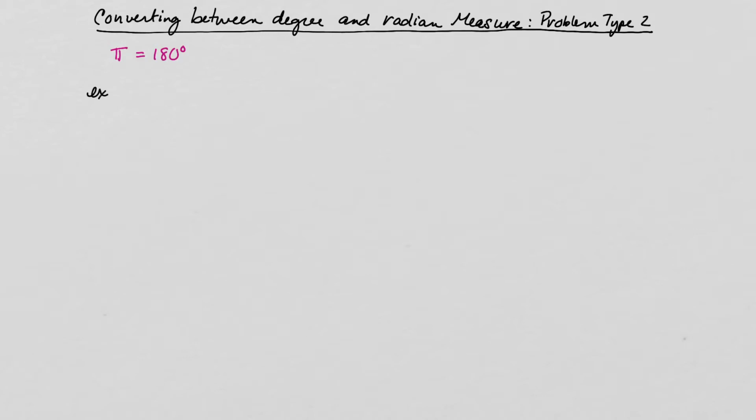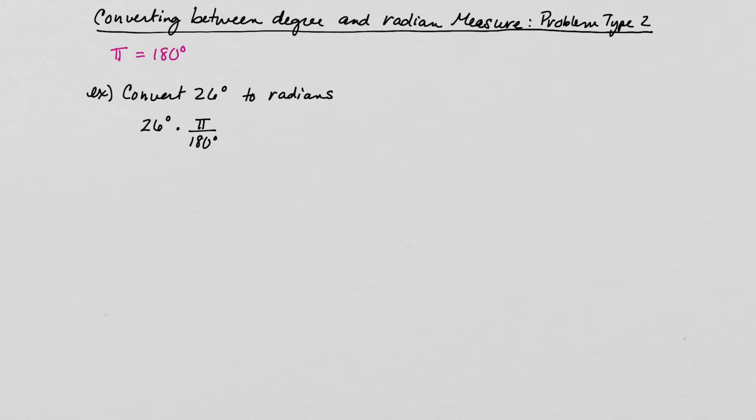So our first one here, we're going to convert 26 degrees to radian measure. So all we have to do is take that 26 and multiply by our conversion factor. So 26 degrees, we're trying to get radians, so I'm going to put the pi on the top. I have to put 180 degrees on the bottom. And in this case, things don't come out as nicely.